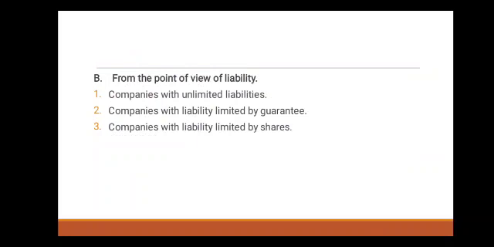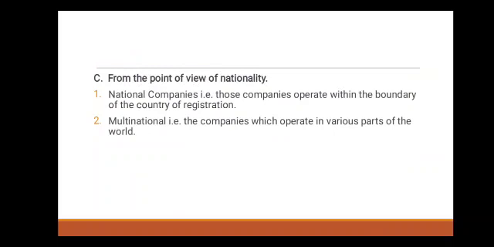Second, from the point of view of liability. In that, first, companies with unlimited liability. Second, companies with liability limited by guarantee. Third, companies with liability limited by shares. Third, from the point of view of nationality. In that, first, national companies, that is, those companies which operate within the boundary of the country of registration. Second, multinational companies, that is, the companies which operate in various parts of the world.